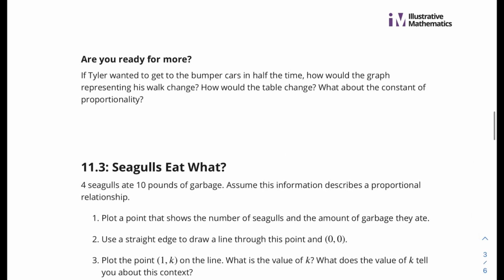Part 2 of Tyler's walk. Are you ready for more? If Tyler wanted to get to the bumper cars in half the time, how would the graph representing his walk change? How would the table change? And what about the constant of proportionality?